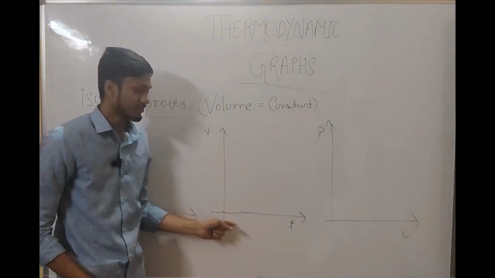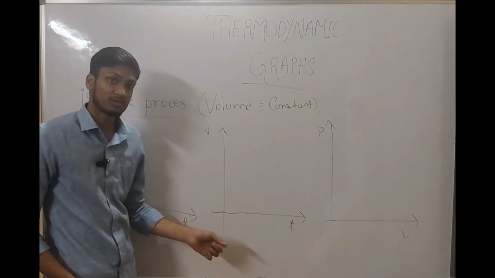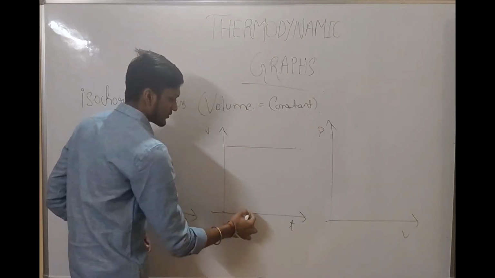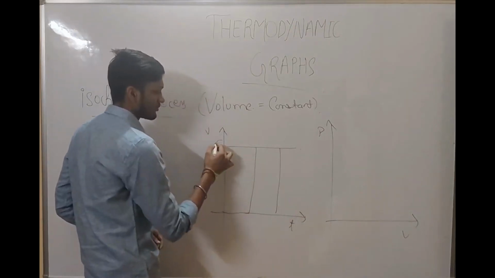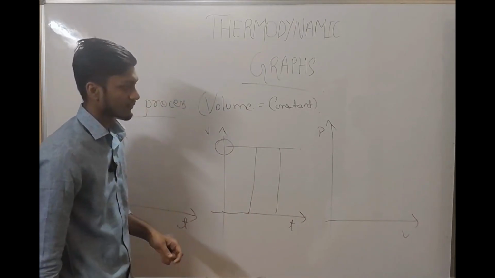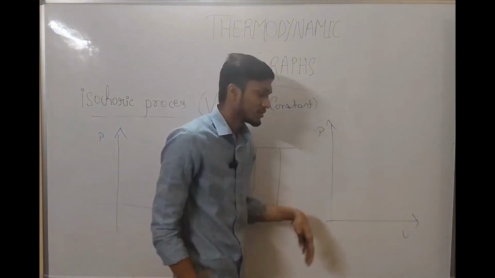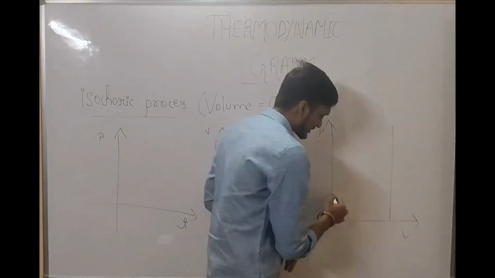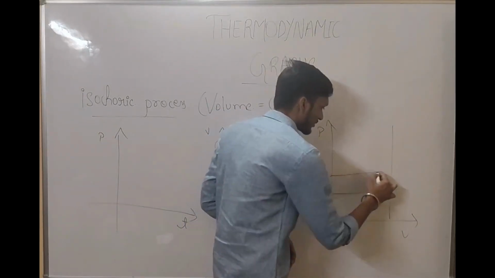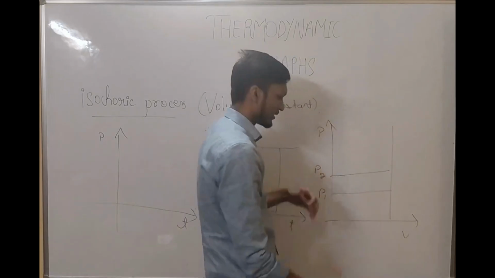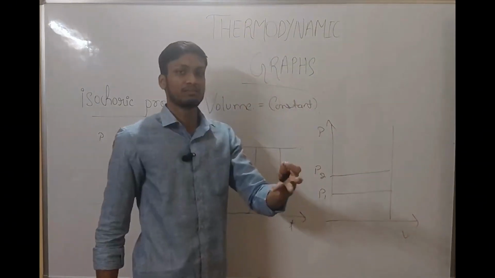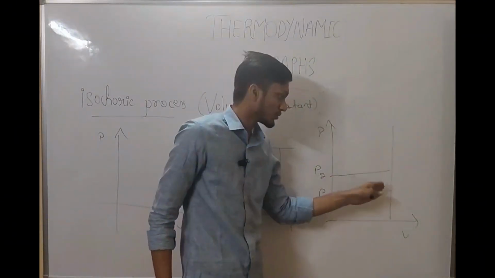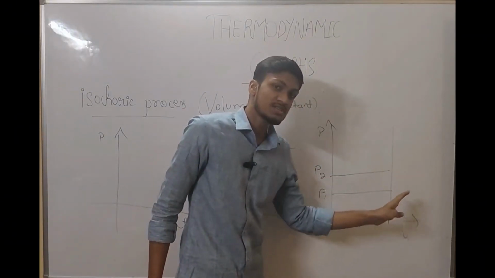If the temperature increases but the volume remains constant, our graph should look something like this. Even if the temperature is increasing, the volume is remaining constant. Even if the pressure is increasing, the volume is remaining a constant value. So let's say the pressure was initially P1. Let's say at another time the pressure became P2, but it still corresponds to the same volume.